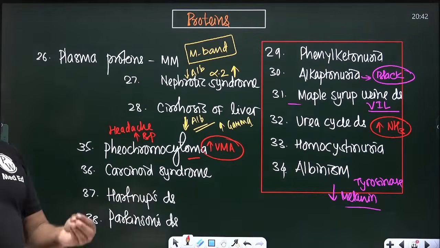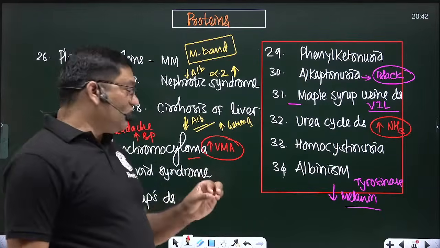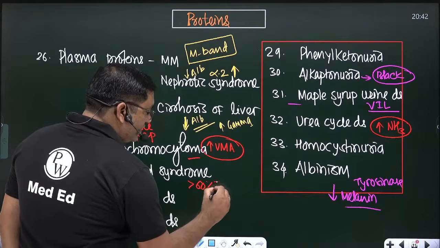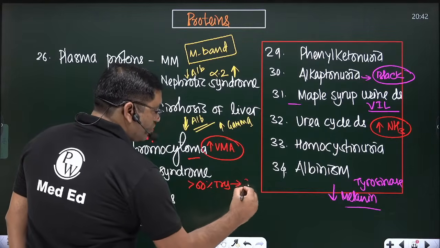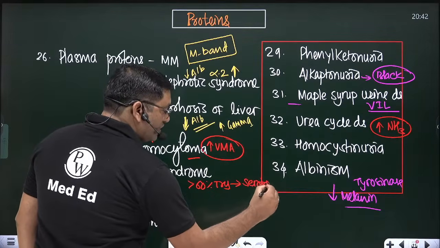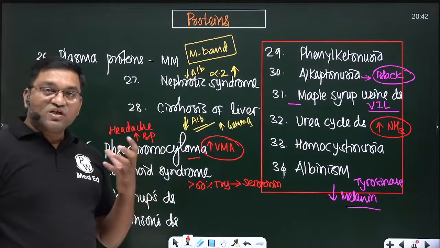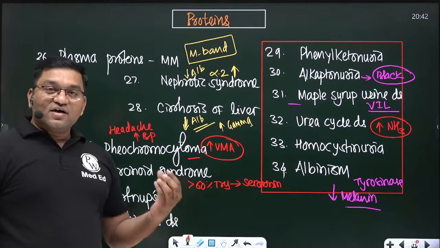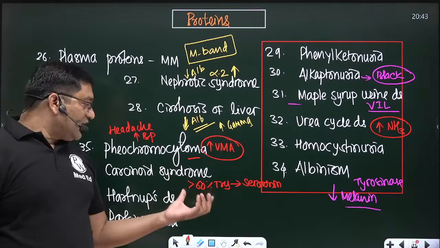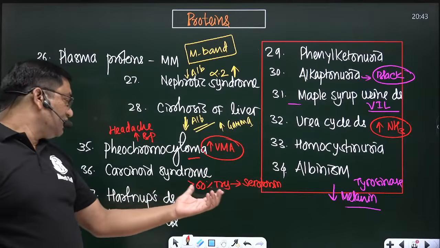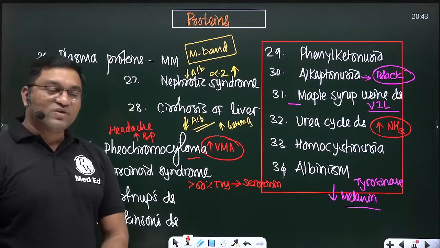Carcinoid syndrome is a tumor of argentaffin cells of the intestine, where more than 60% of tryptophan is converted into serotonin. This elevated serotonin causes symptoms in terms of flushing, facial flushing, diarrhea, and increased heart rate. These are the symptoms because of serotonin, a cerebral excitator. So it is a tumor of argentaffin cells of the intestine.